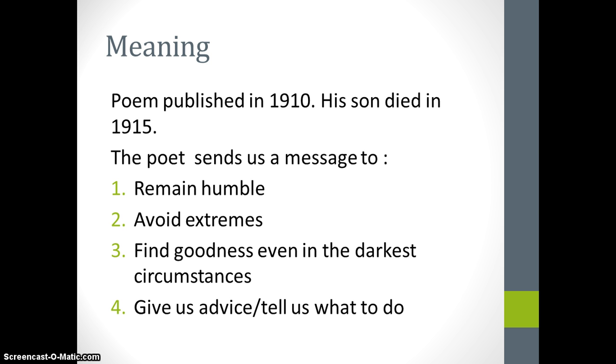So it is important to know that this poem was published in 1910 and his son died in 1915 in the Battle of Loos. The son was just aged 18, and it is important to think that actually it was the poet Kipling who encouraged his son to go to war in 1915, and obviously the poem was written and certainly published before his son died.